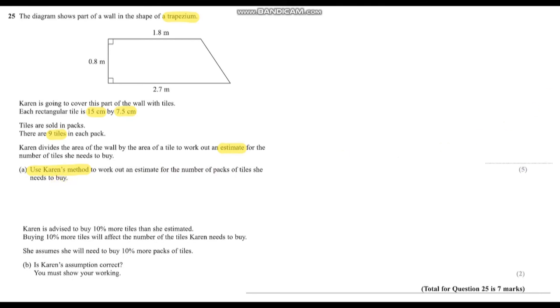So we're going to use Karen's method to work out an estimate for the number of packs she needs to buy. So she divides the area of the wall by the area of a tile. Well, we can work out the area of a tile. That's quite easy, because we're just going to do base times height. So area of a tile is 15 centimeters multiplied by 7.5 centimeters equals, let's get the calculator out. So 15 times 7.5 gives us 112.5, and that is in centimeters squared.